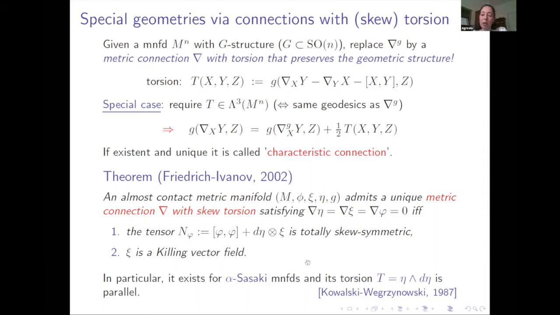And then the formula for the torsion is extremely simple. It's the three-form, basically, you would think of if you're being asked to write down a three-form out of the geometric data: T is equal to eta wedge d eta. And that this torsion has actually wonderful properties for alpha-Sasaki manifolds was already observed in the 80s, much earlier than our work. Okay.